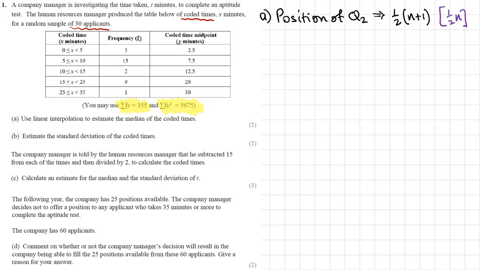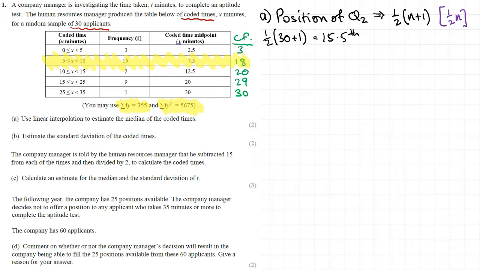Right, so let's work out this position. So that's half n plus 1, n is 30, that's the total frequency. So half of 31, that gives me 15.5. So the 15.5th number is the middle number. I now need to work out which group I will find the 15.5th number. And I'm going to use cumulative frequency to help me do that. So if I work out the cumulative frequency by doing a running total as I go along here, I will find the 15.5th number in this second group here, the group that goes from 5 to 10. So let me just highlight that group there, like this.